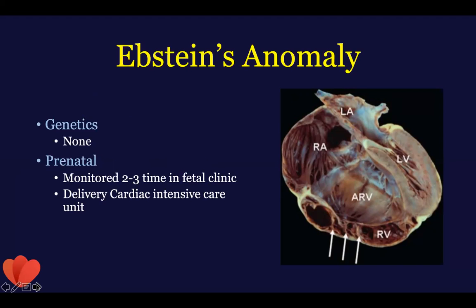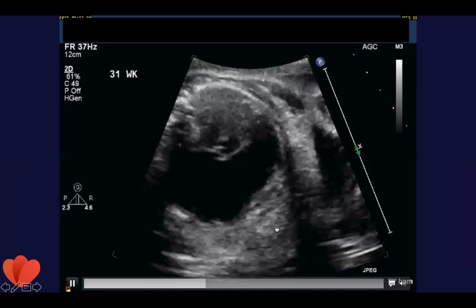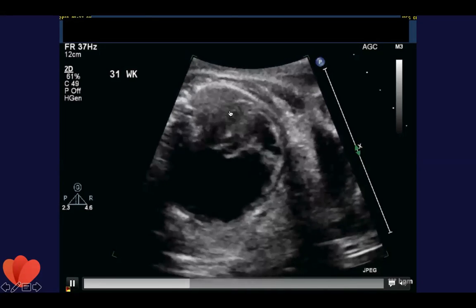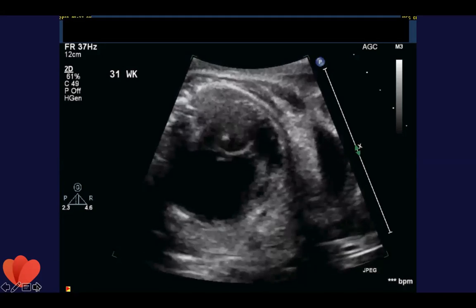Genetics, there's usually not a high propensity for genetic syndromes, and again, these patients are seen multiple times during fetal life. So here's an example. Again, this is nicely seen by a four-chamber. Here's the spine over here, and all of this is your right ventricle, and this is all your right atrium. Your left ventricle is a small little thing over here. So these are very nicely seen in the four-chamber.